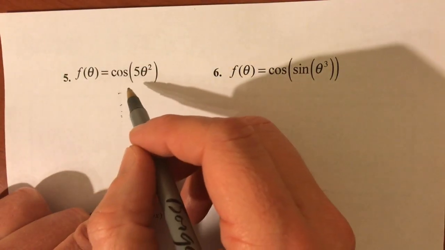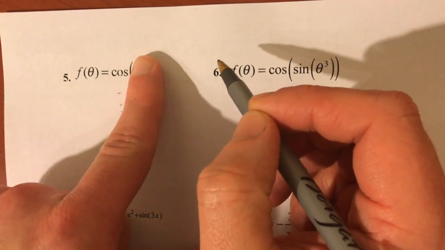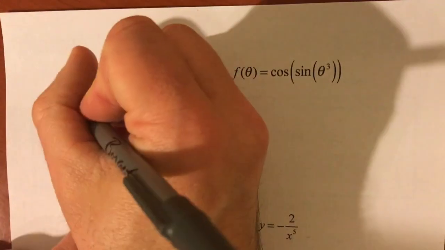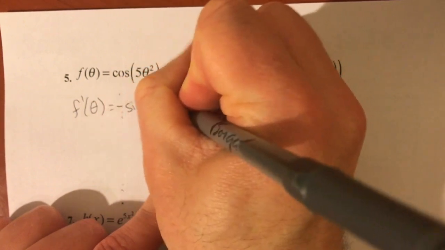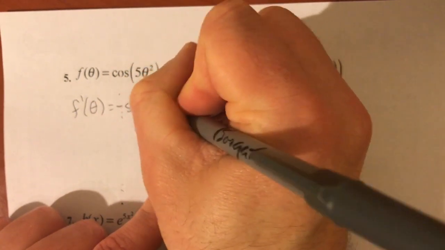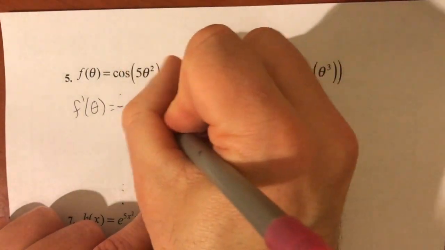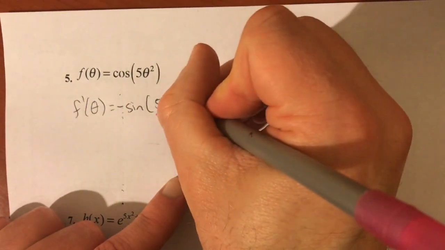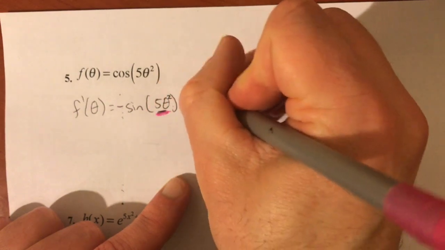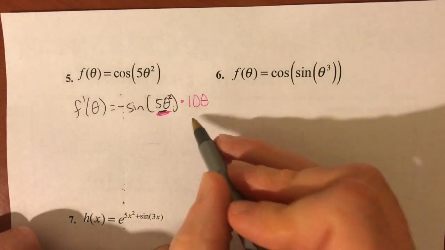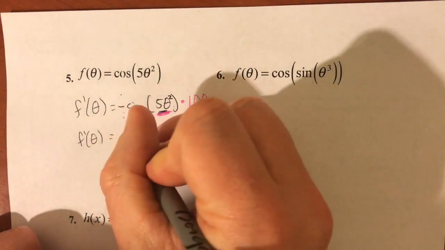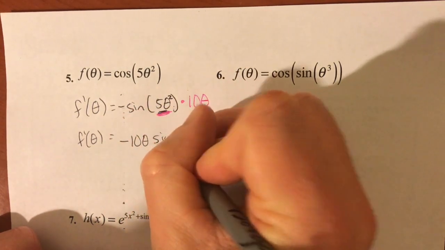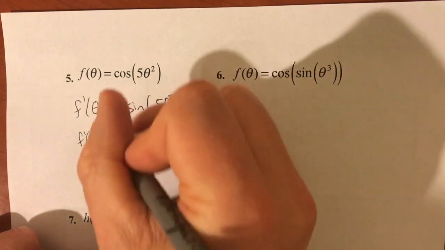F of theta is cosine of 5 theta squared. Again, what's the inner, what's the outer? The outer is cosine, so that's what I deal with first. What's the derivative of cosine of something? Negative sine of that something. And then we multiply by that something's derivative. What's the derivative of 5 theta squared? 10 theta. Remember, theta is just a variable. And multiplied by the negative out in front, you probably would make that a coefficient and make that negative 10 theta sine of 5 theta squared.